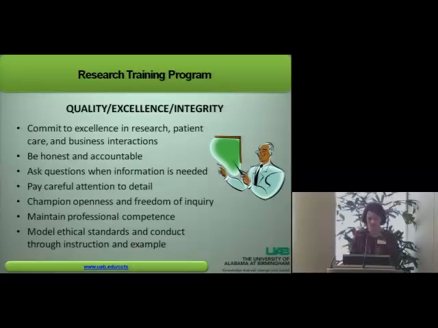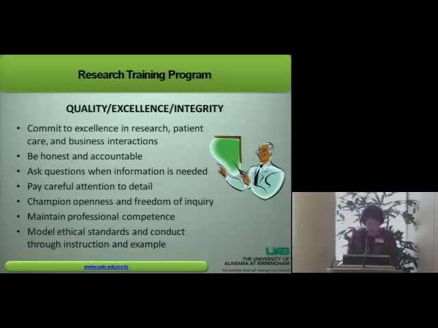Members ask questions when information is needed rather than plowing ahead without full information about the appropriate next step. They pay careful attention to detail. And particularly with research, they champion openness and freedom of inquiry. They maintain professional competence. And they model ethical standards and conduct through instruction and example. This is particularly true for institutions of higher education where education and training are a core mission objective.